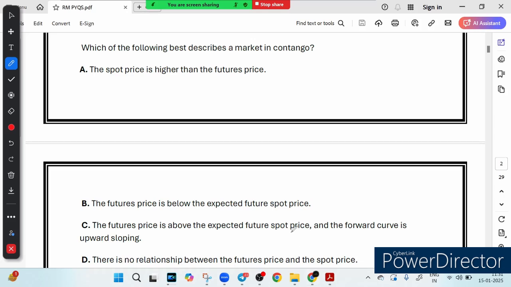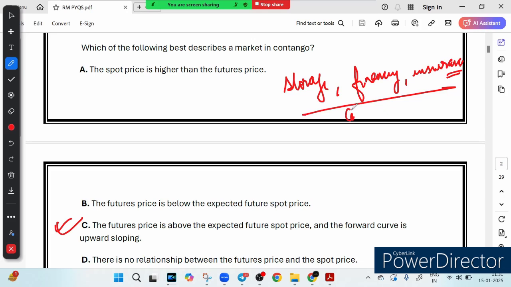Let's figure it out. So friends, let me tell you the correct answer. The correct answer is option C. A market is in contango when the future price is higher than the expected future spot price, and this is reflected as an upward sloping forward curve. This happens because the future price includes extra costs. What kind of extra costs are included in the future price? Storage cost, financing cost, and insurance cost. Collectively, we call these the cost of carry, right?